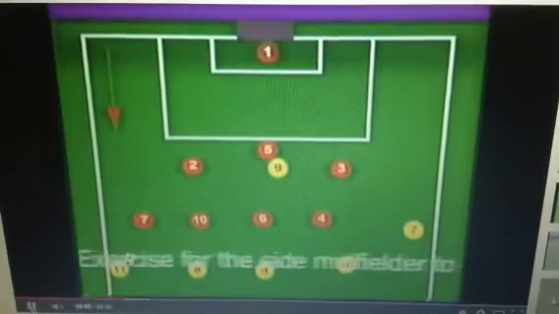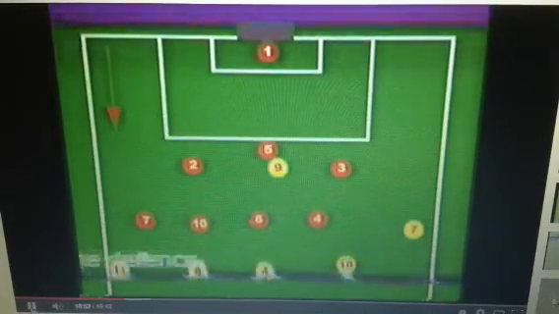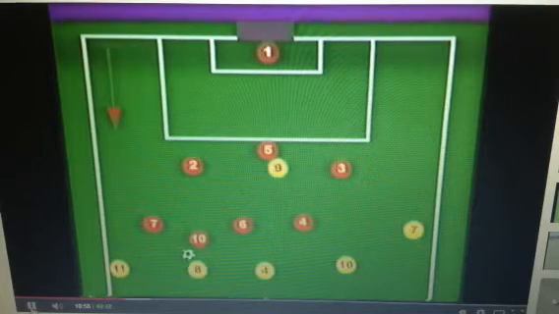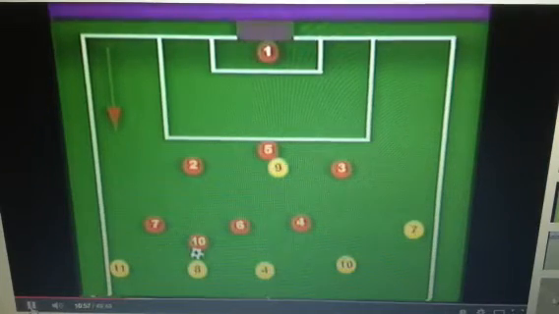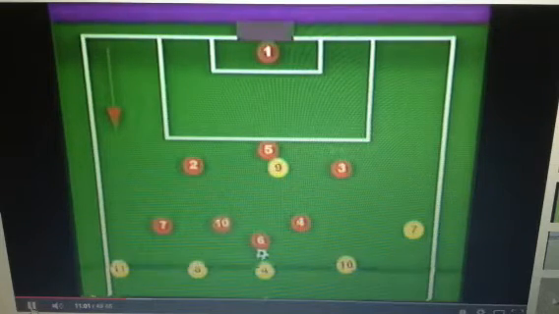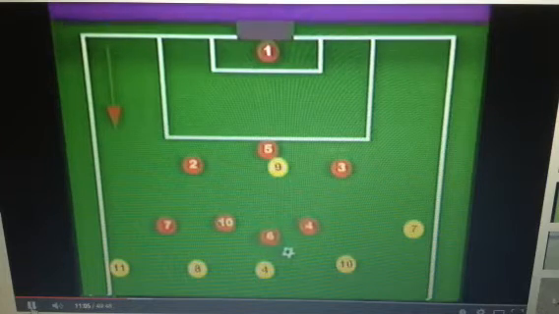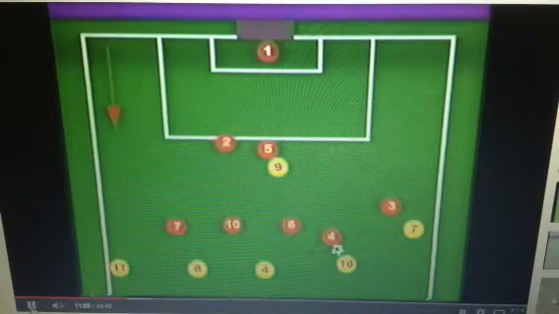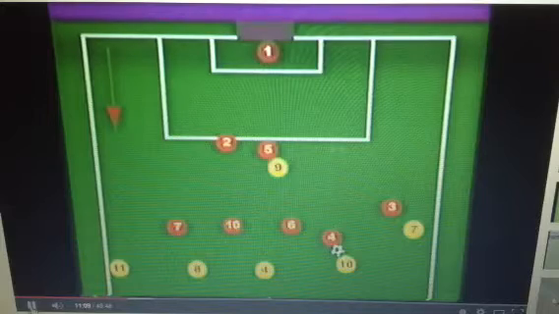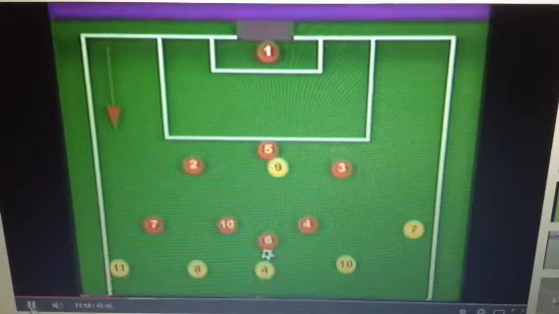side midfielder to integrate with the defense. It often happens in a match that one of the three defenders is required to man-mark his direct opponent. Therefore, it is also important to coach the defense and the midfield together so that they can learn to function together as one body. This is why this exercise is carried out by the midfield along with the three defenders.